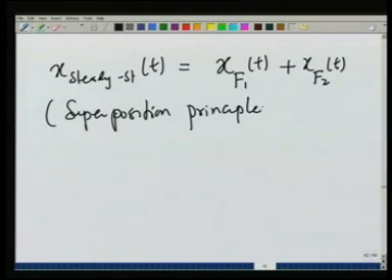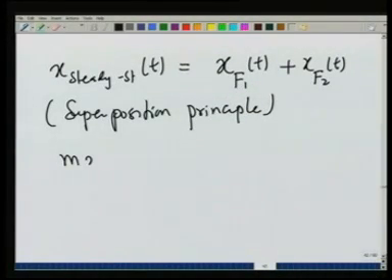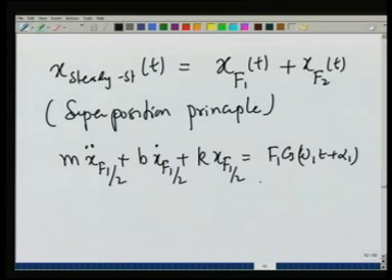This is the principle that tells me that for any linear equation, the sum of the two solutions is also a solution. You can substitute it back and see, because the equation m x f1 double dot plus b x f1 dot plus k x f1 is equal to F1 cosine omega 1 t plus alpha 1 is satisfied, and for 2, F2 cosine omega 2 t plus beta is satisfied. Therefore, the sum satisfies the equation, with the right hand side being added.